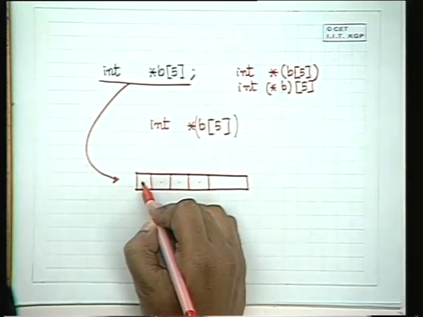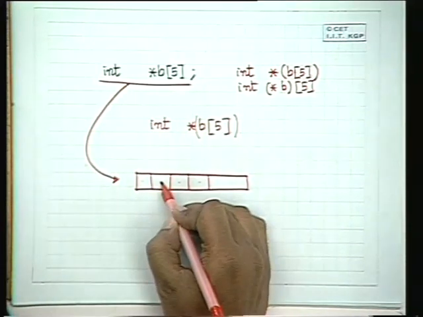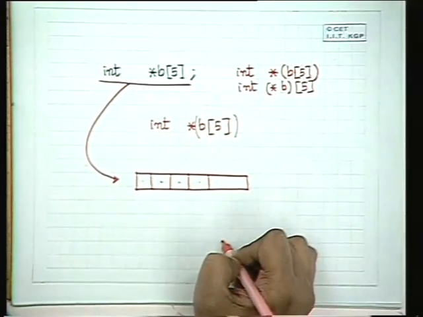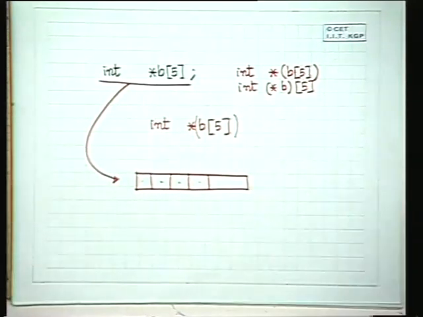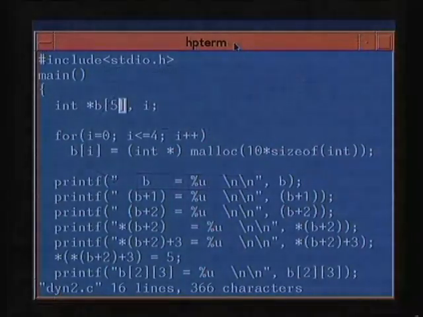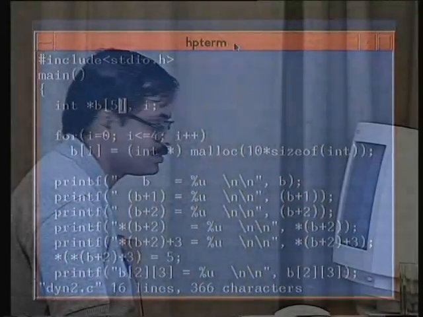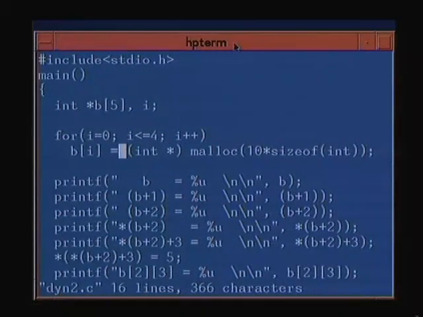So you can now, if you malloc on b0 with 10 elements, you will get 10 elements here. If you malloc on B1, you will get another 10 elements here. If you malloc on B2, malloc on B3, malloc on B4. Alright. So let us see how we'll get this program. Here we have done int star b5. So we have defined an array of pointers to integers, and in a loop from 0 to 5 we have allocated each bi to 10 integers.